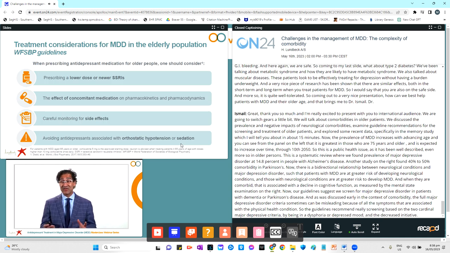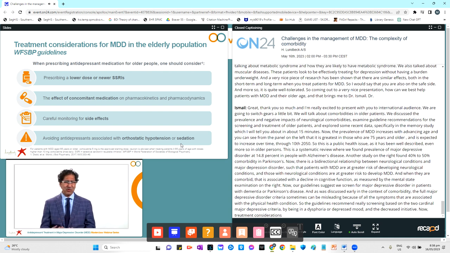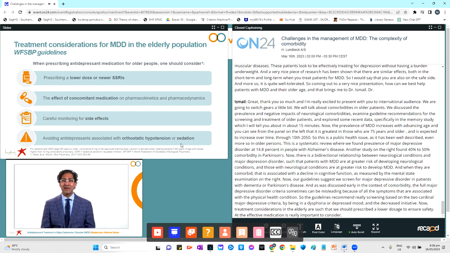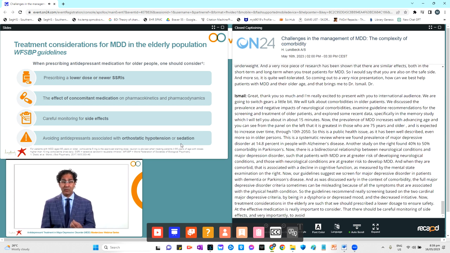Now, treatment considerations in the elderly, as per the WFSBP guidelines, are such that we should prescribe a lower dose or newer SSRIs to ensure safety, that the effect of concomitant medication on pharmacokinetics and pharmacodynamics is really important to consider, that there should be careful monitoring of side effects, and then very importantly, to avoid antidepressants that are associated with orthostatic hypotension or sedation, both of which are associated with severe morbidity and mortality.